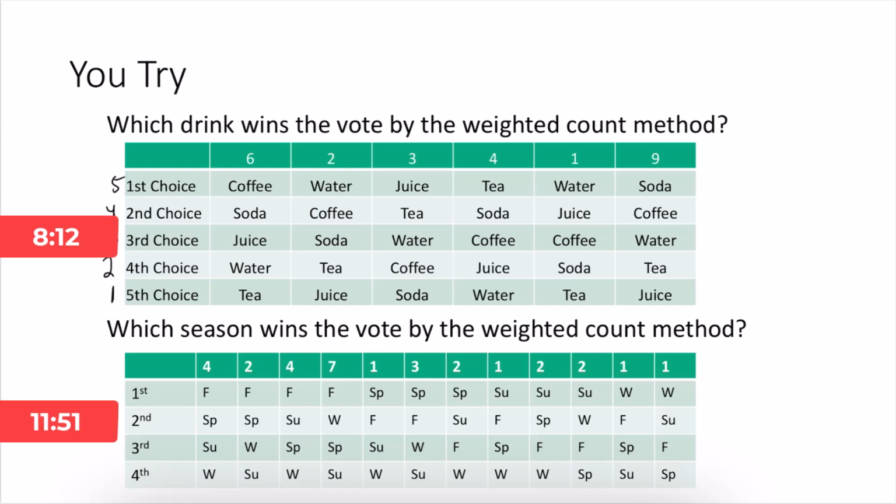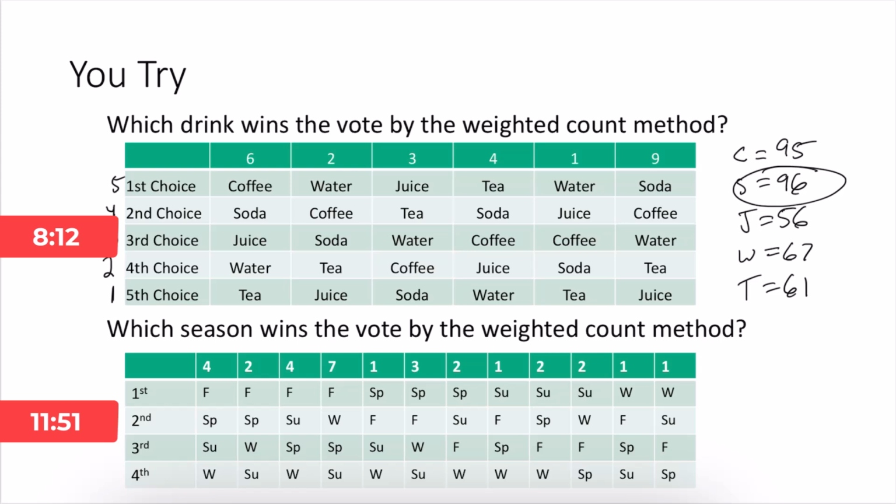Okay, so on this first one, the weighted count for coffee is going to be 95. The weighted count for soda will be 96. The weighted count for juice will be 56. The weighted count for water will be 67. And the weighted count for tea will be 61. So the winner by the weighted count method would be soda in this case.